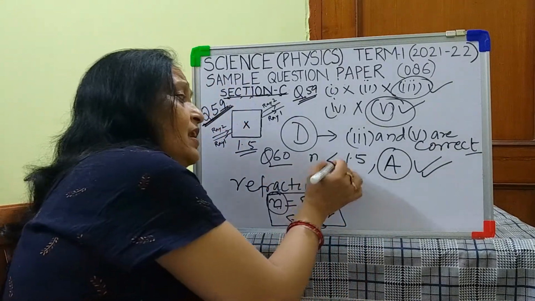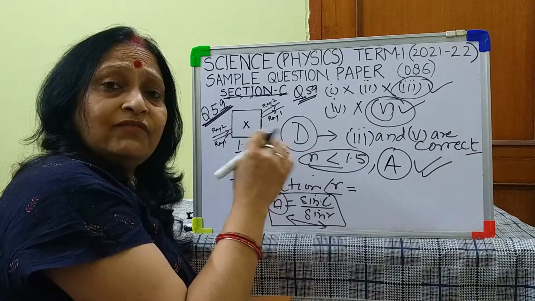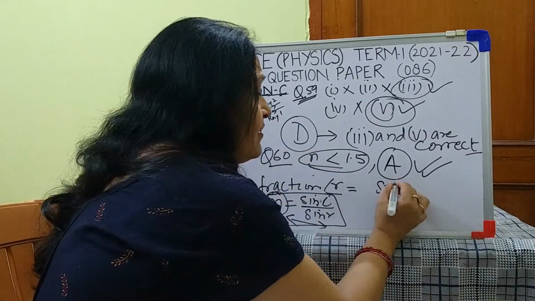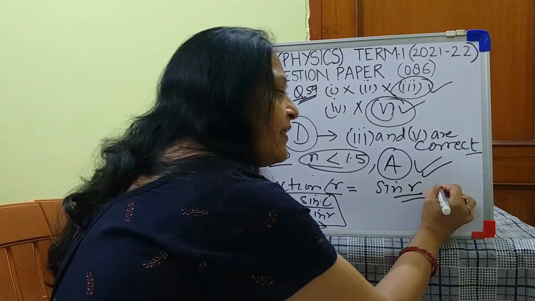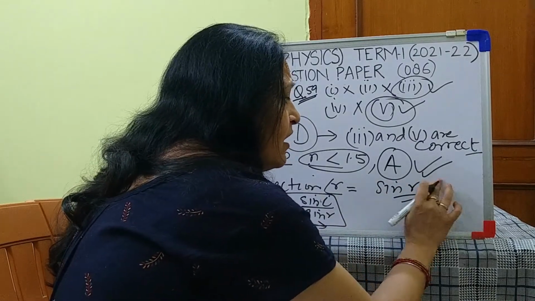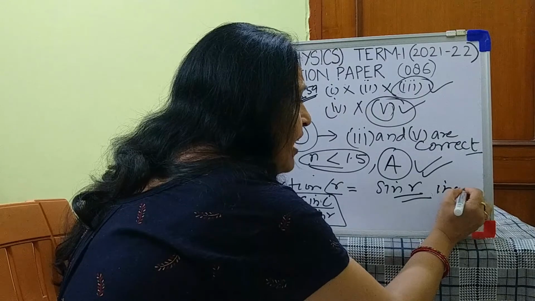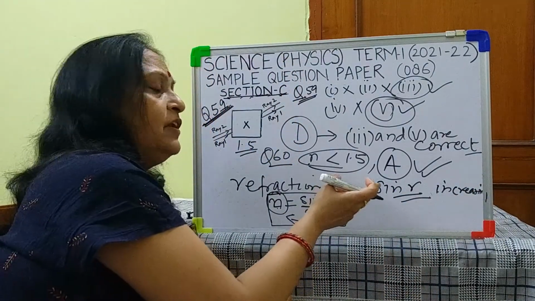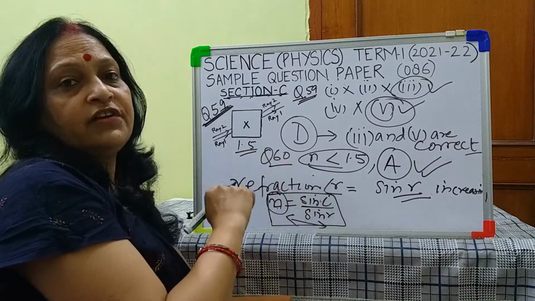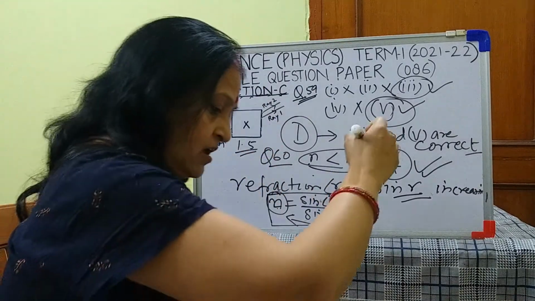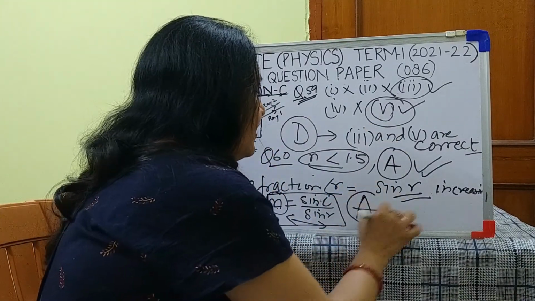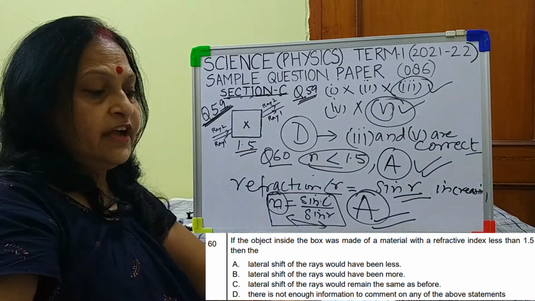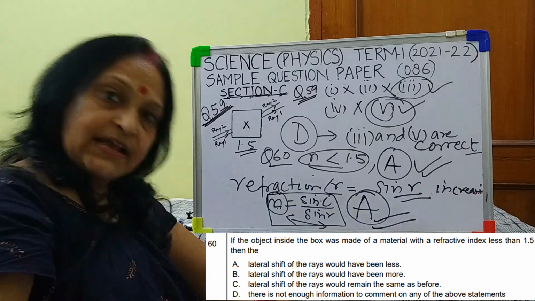It says that the refractive index is becoming less than 1.5, which means that sin r is increasing. Sin r is increasing, right? So sin r increasing means that the lateral shift of the rays would be less. See, option A is the correct answer, where it is written that the lateral shift of the rays would have been less.